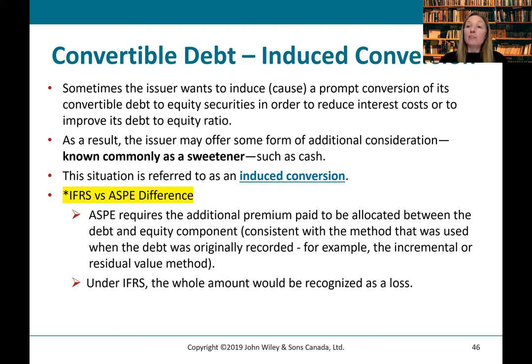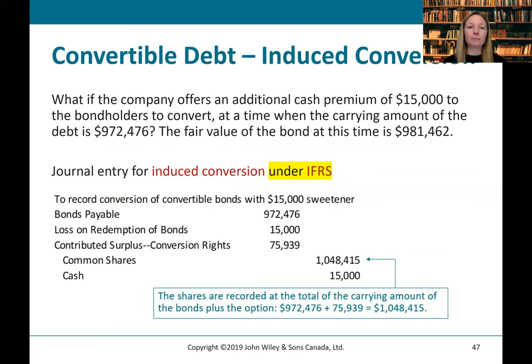There is a difference in the accounting between IFRS and ASPE. ASPE requires the additional premium to be allocated between the debt and equity components, consistent with however it was originally done, if it was incremental or residual value. And under IFRS, the whole amount will be recognized as a loss. So we just said that the book value method doesn't create a gain or loss on the settlement of debt, but if there's an induced conversion, then all bets are off.